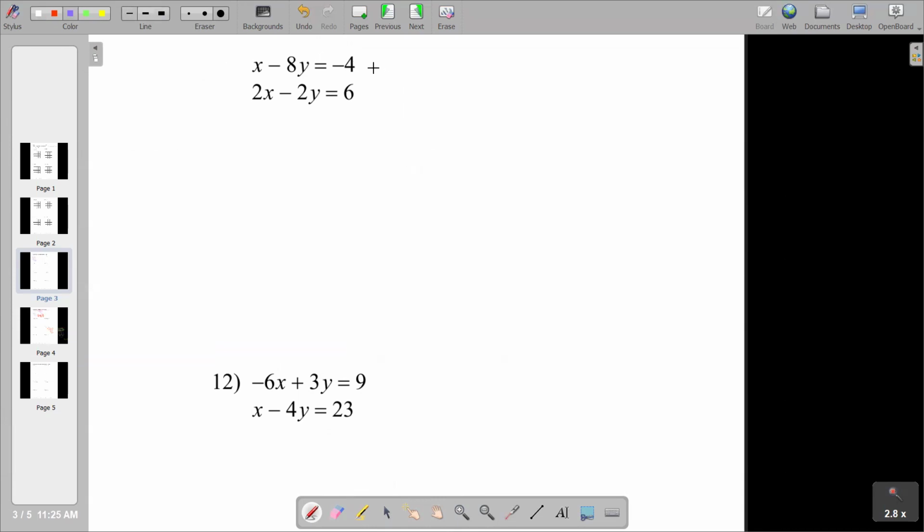So if we're going to get this top one so that x is by itself, what will it say when x is by itself? x equals what? It equals 8y minus 4. Correct. So we have x equals 8y minus 4.